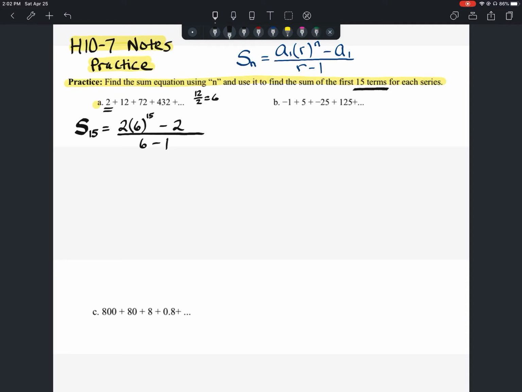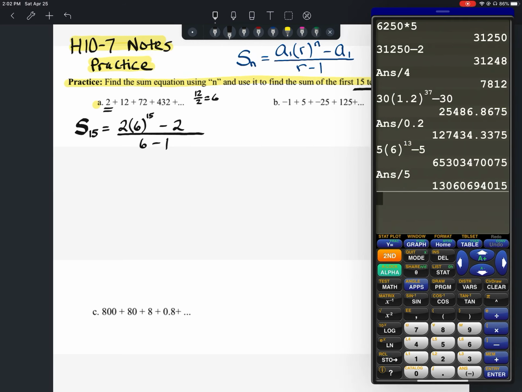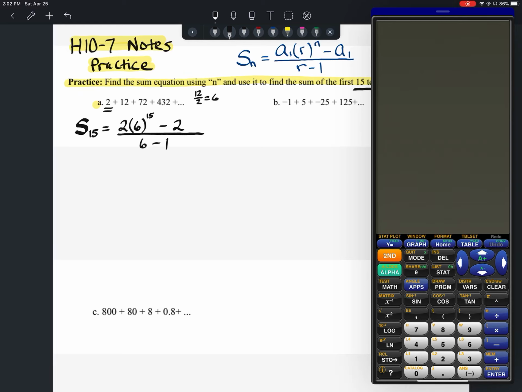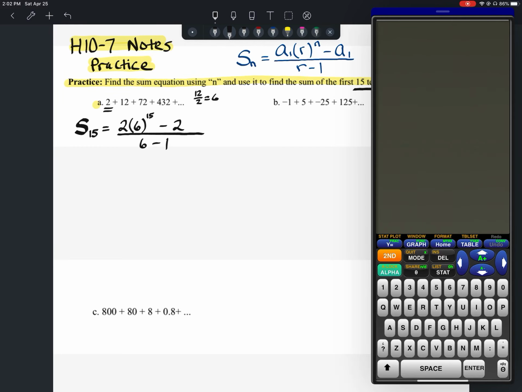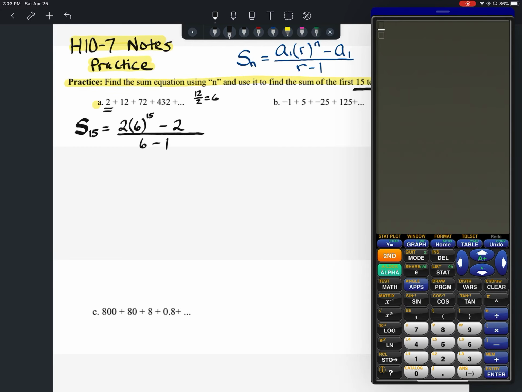So when you do this, this is probably going to be a really big one. Okay, let's go in on our calculator and we can just type it in. Now, if you're one of those people that likes to type it all in at once, you can do that. I haven't been doing that in the other examples, but you can always type it in like it's a fraction. Do 2 times 6 to the 15th power minus 2, and we're going to put that over 6 minus 1, which is just 5. We'll get our answer, and it's a big one.